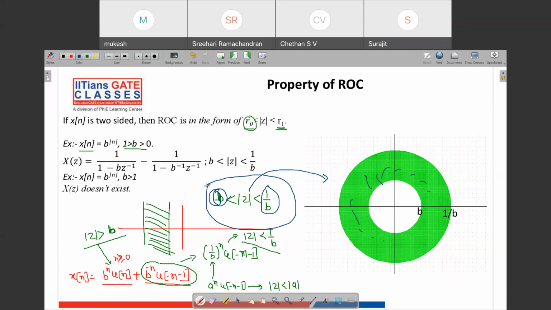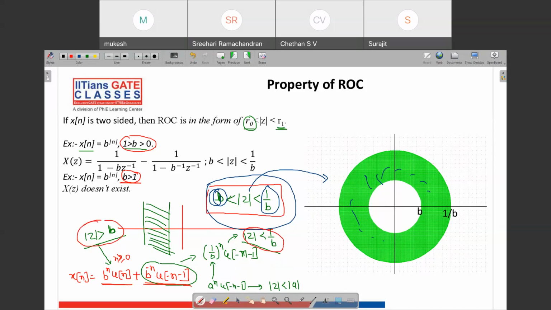Okay. Now, one more thing: here I have taken the criterion that b has to be less than 1 but greater than 0. But let's say you take a case where b is greater than 1. When you calculate the Z transform, you will follow the same sequence I have done. For the first one, you will get mod of z greater than b. For the second case, you will get mod of z less than 1 by b. And finally, your ROC will be in this form.